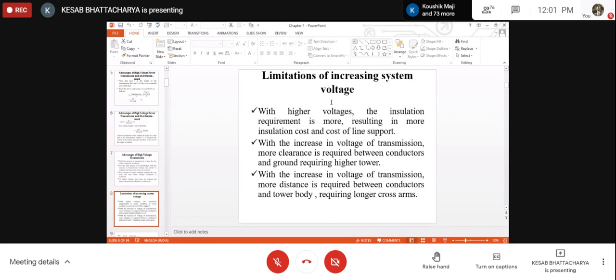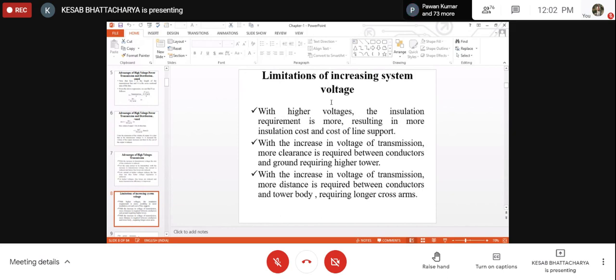The first thing is this: when you increase the system voltage, the insulation requirement of the system becomes more. The insulation requirements of the system increase with the increase in system voltage. So increased insulation cost somehow compensates the gain in cost due to reduction in volume of copper. That is one thing.